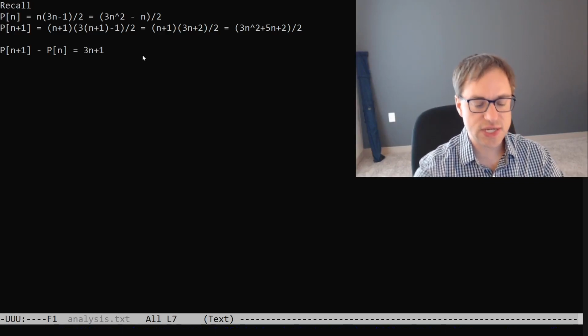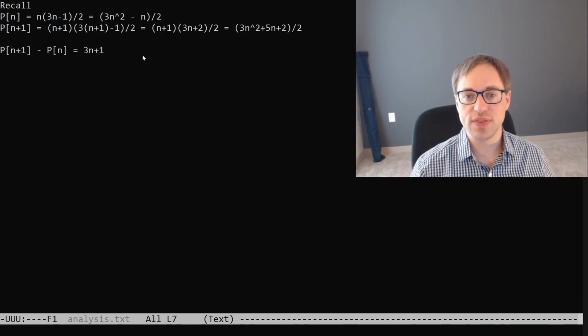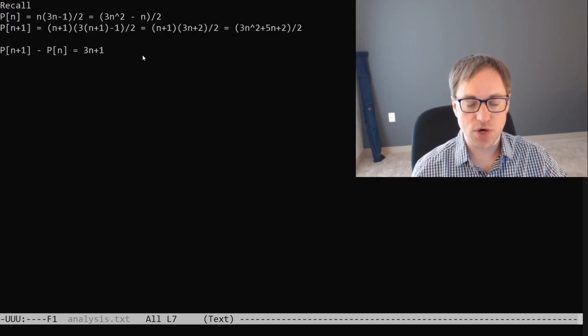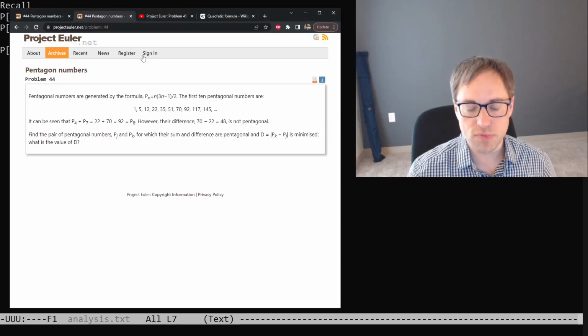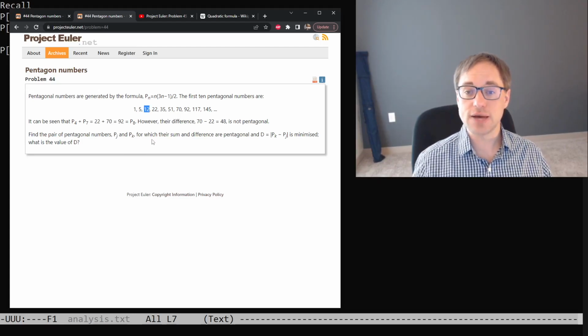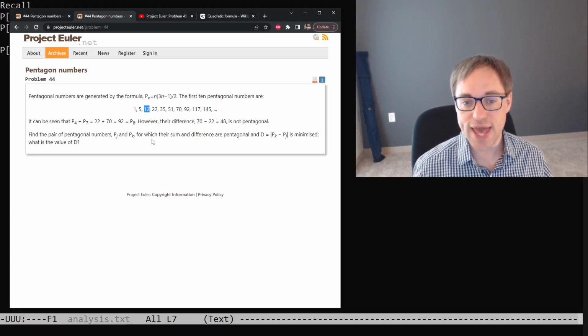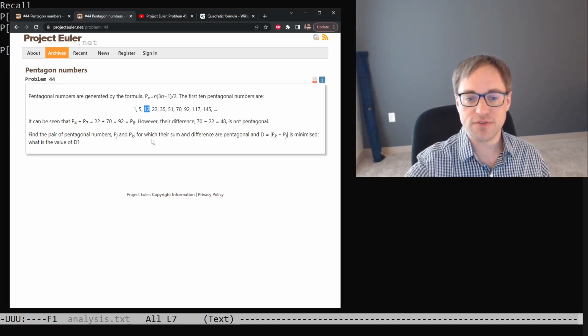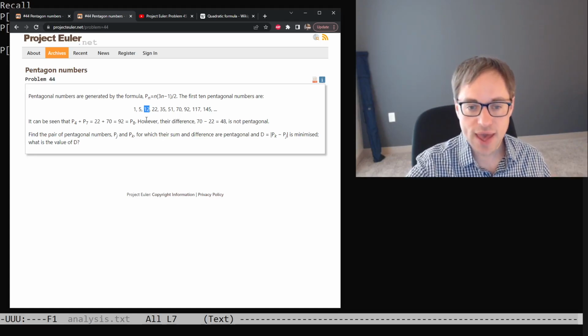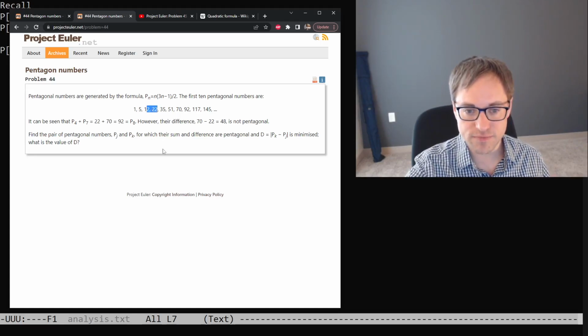So we have a nice, neat expression for the difference between the nth pentagonal number and the n plus first pentagonal number. Going back to the problem description for a moment, if we look at the third pentagonal number, 3 times 3 plus 1 is 10. So we would expect the difference between the third and fourth pentagonal numbers to be 10. And in fact, that is the case.